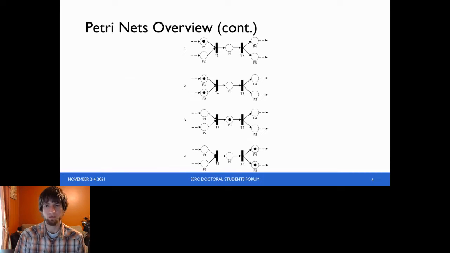A little bit more of the same, just more input places here. In step 1, T1 is not enabled because P2 is not marked. In step 2, T1 is enabled because P1 and P2 are marked. In step 3, T1 fires. It consumes a token from both P1 and P2. Now T2 is enabled. T2 fires. It consumes the token from P3, and it places a token in P4 and in P5.